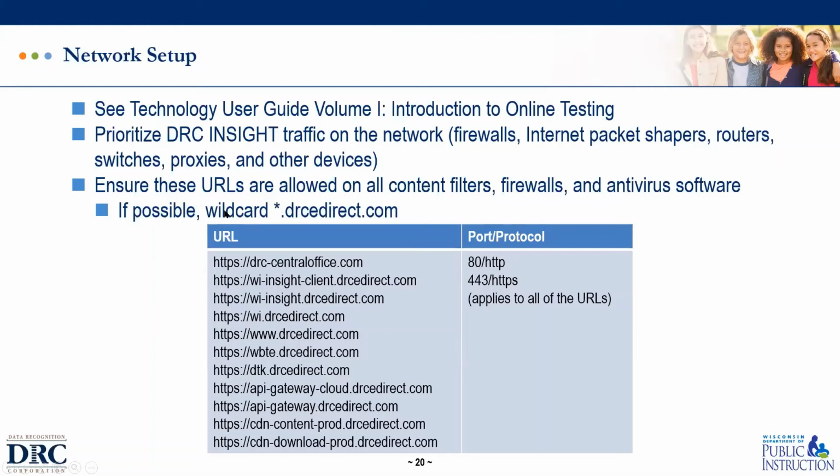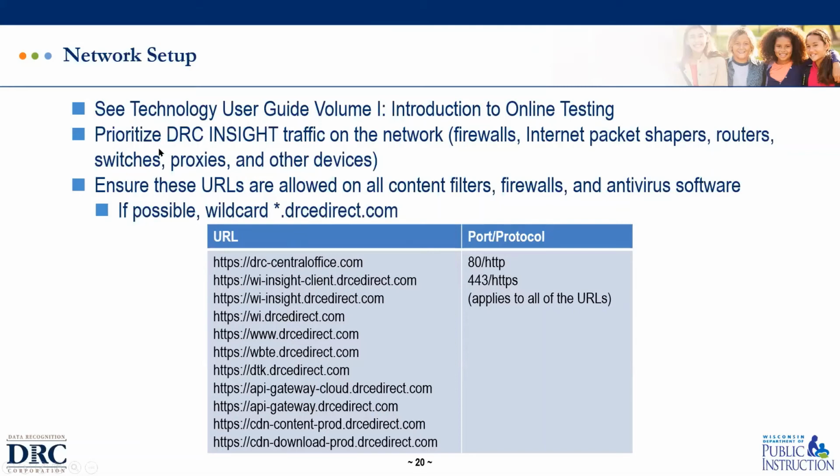Ideally, if you can wildcard drcdirect.com, that is kind of best. There's still some other URLs you would have to do there. So if your network allows it, the fewer URLs you have to put in, the better.